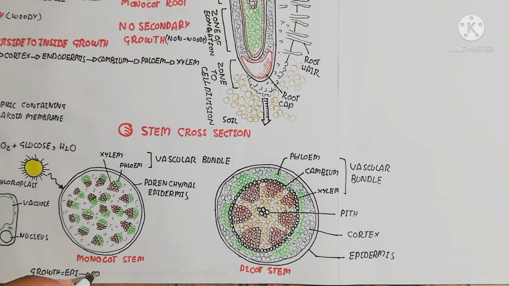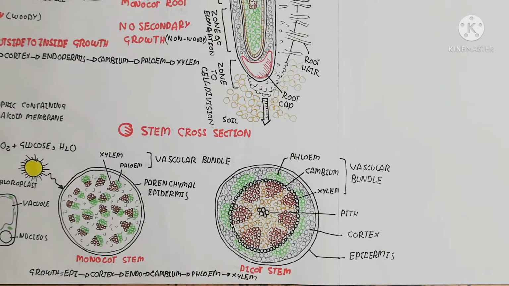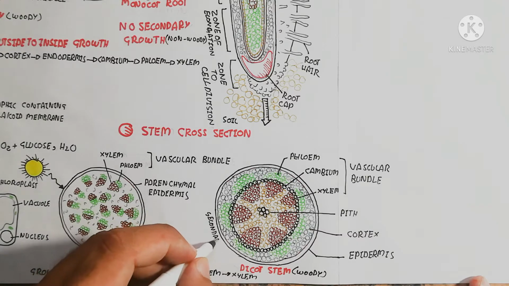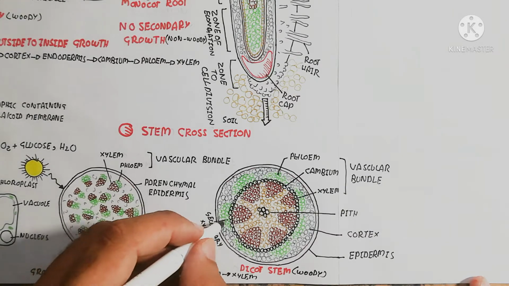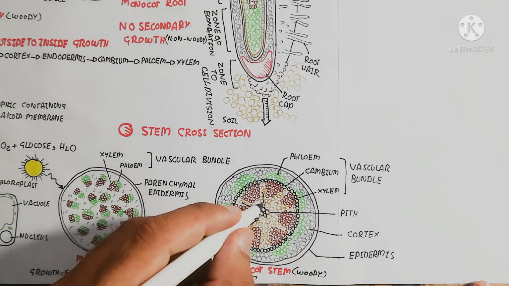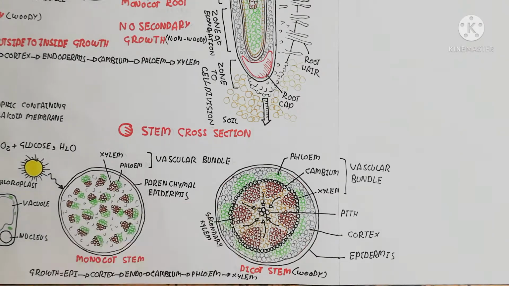Here is the epidermis, here is the cortex, and here is the pith, which is used for the storage of metal ions. Here the growth is epidermis to cortex, endodermis to cambium, phloem and xylem, ultimately into the pith. The important thing is that phloem, cambium and xylem form the vascular bundle, or vascular tissue, which is used for the conduction of water.